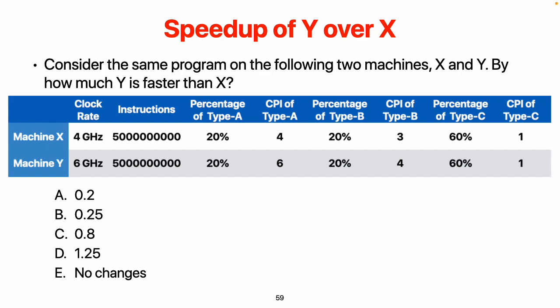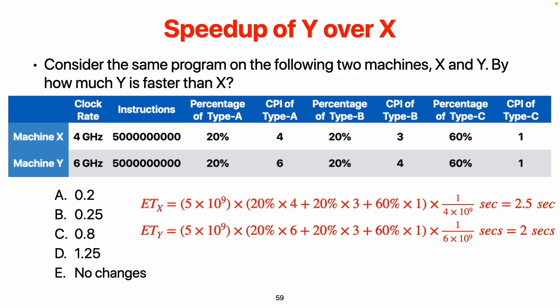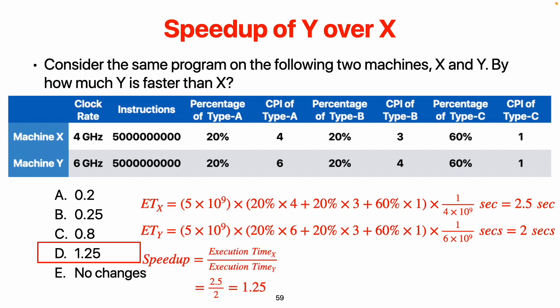So what's the execution time of Y if we are talking about Y over X? Similar to using the performance equation that we had in the last lecture, you will get that it's actually 2 seconds. And remember from our last lecture, the execution time of X is 2.5. So it's 2.5 over 2, which is D, not the other answers, right? So it's not 0.8. If you had 0.8, you actually flipped it, right? And if you have B, you might think, okay, I'm subtracting the 1. No, you don't have to do that, right? It's actually just execution time X over execution time Y. That's what we want. So the answer would be 1.25. Okay? That's the definition of speedup. Question?